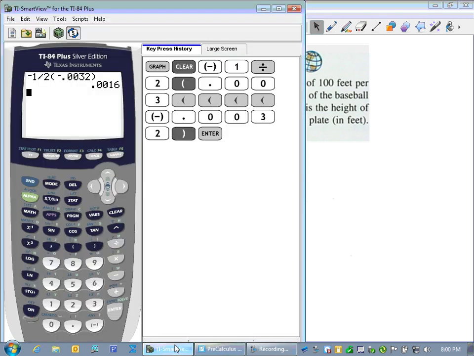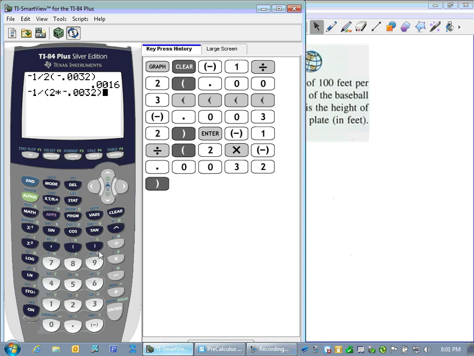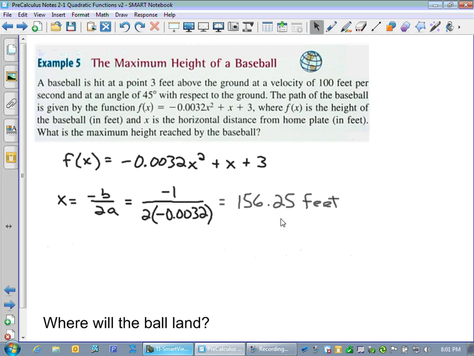So therefore, the correct way to enter this into the calculator would have been negative 1 divided by, and then I'm going to open a parenthesis for the entire denominator. And inside I'm going to say 2 times negative 0.0032, close parenthesis, and now it's the numerator divided by the entire denominator. And now when I hit enter, I do get the correct answer, which is 156.25. So if you enter it into the calculator correctly, you get 156.25 feet. And just for our notes, we'll put here that be careful when entering, because this one was the wrong answer, this one was the right answer.